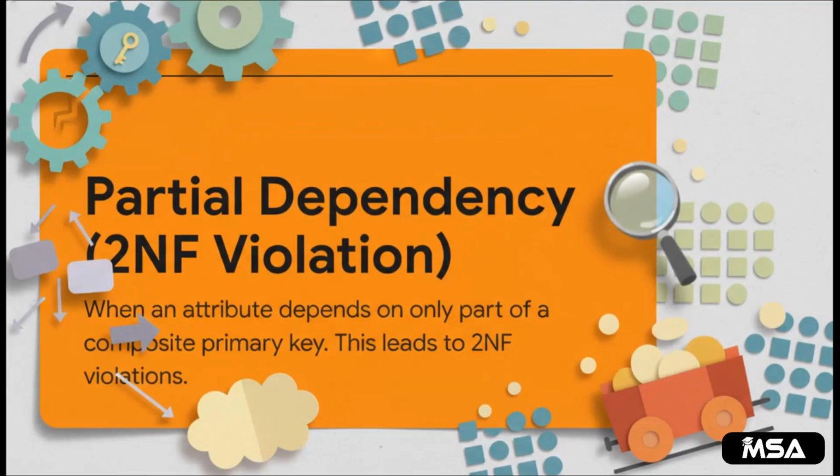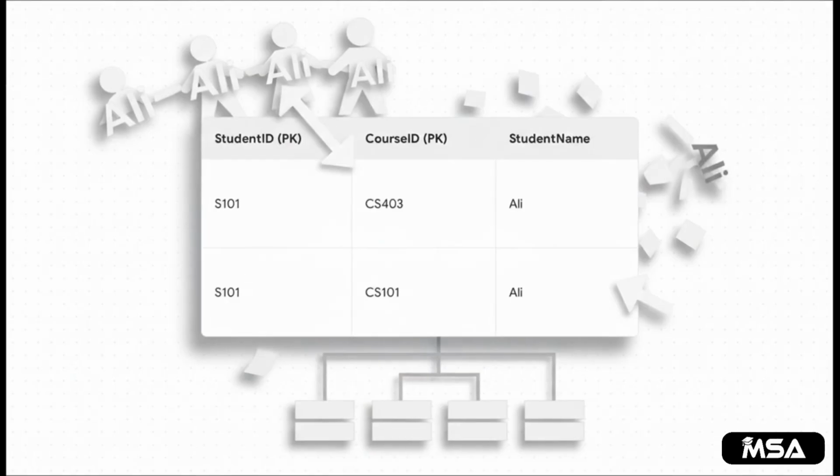Okay, now let's talk about the problems. The first one is called partial dependency. This happens when an attribute is being lazy and depends on only one part of the key instead of the whole thing. It's like it's freeloading, and this causes a ton of unnecessary repetition in your data. Check this out. The student name, Ali, only depends on the student ID S101. To know his name, you don't need the course ID at all. Because of this, Ali's name is getting repeated for every single course he's enrolled in. It's inefficient, wastes space, and can cause big problems later.